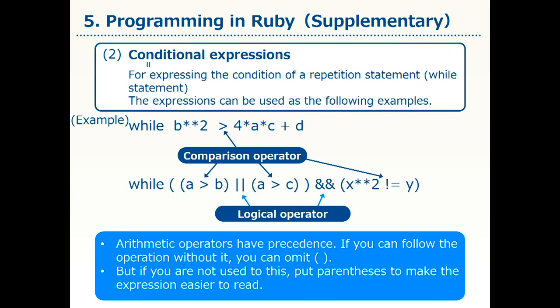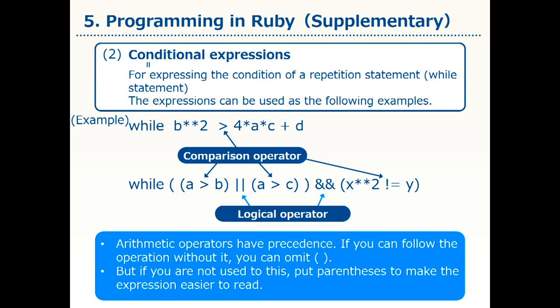There are also conditional expressions. It is an expression for expressing the condition of a while loop, the condition for its end. We had written a simple one, b is greater than 0, but we can write more complicated ones. For example, the condition written above is to proceed as long as b squared is greater than 4 times a times c plus d. This expression combines several conditions.